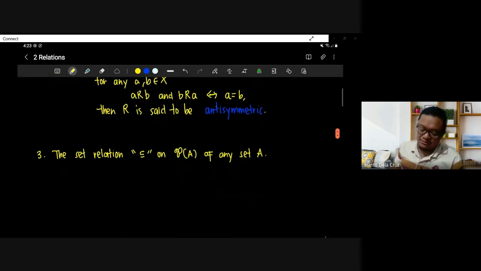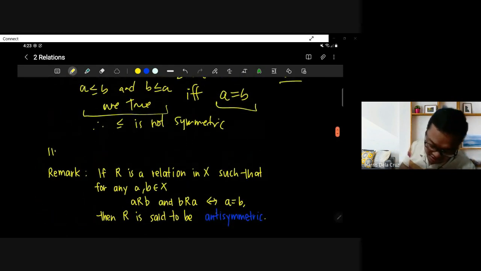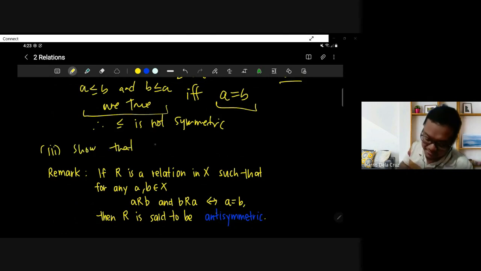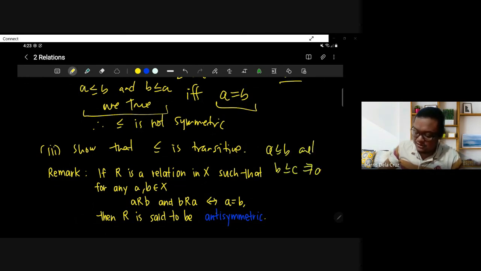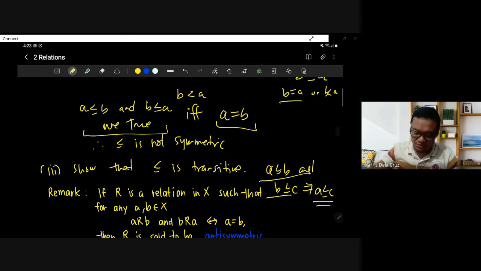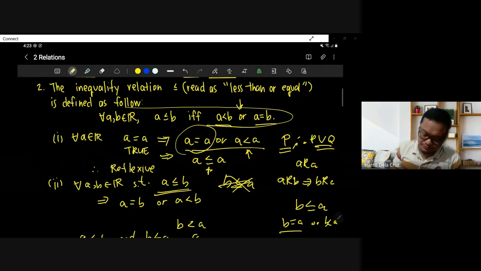Another relation. Let me write this as an exercise. Show that it is transitive actually. Of course, you just need to show that A less than or equal to B and B less than or equal to C should imply A less than or equal to C. So this is the given, show that this is true. Use the definition. What definition? Use this definition.